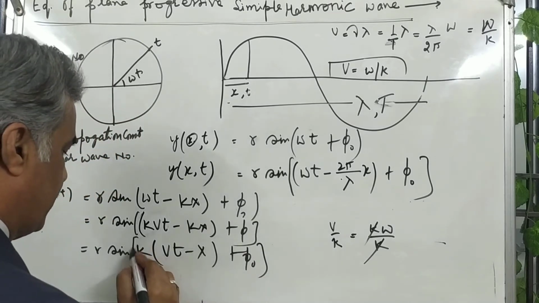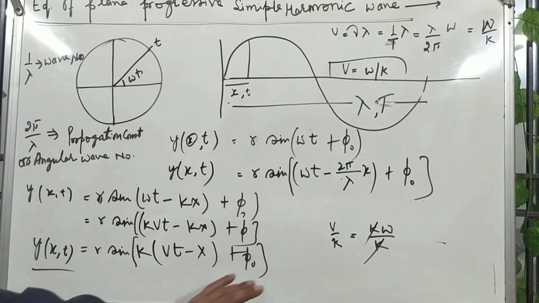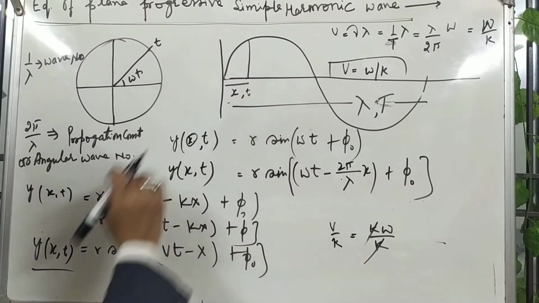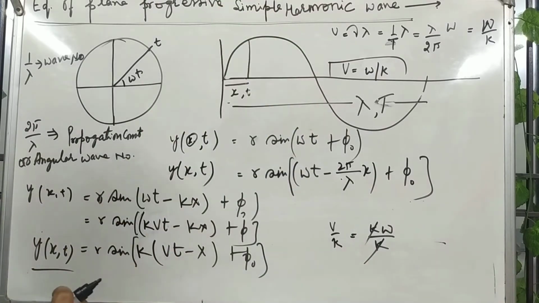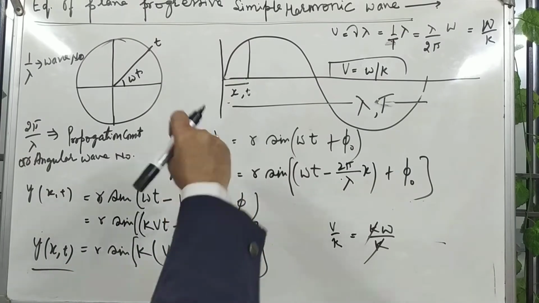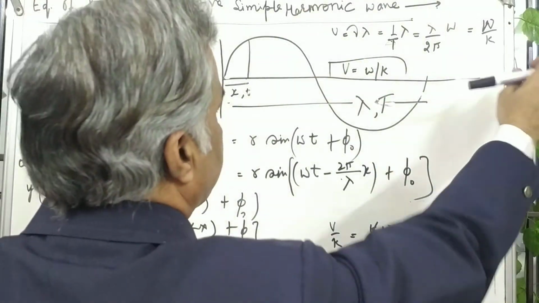This is y(x,t), the equation of a wave. Its meaning must be clear to you. y is the displacement of a particle at distance x from the mean position and at time t. This is SHM motion, the displacement of the particle. And v is the velocity of the wave, not the velocity of the SHM motion, but the velocity with which the wave moves forward.